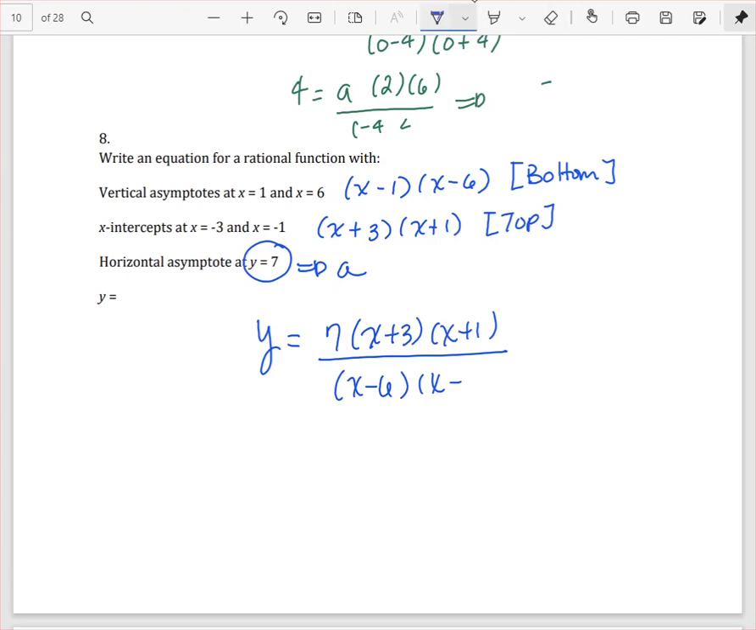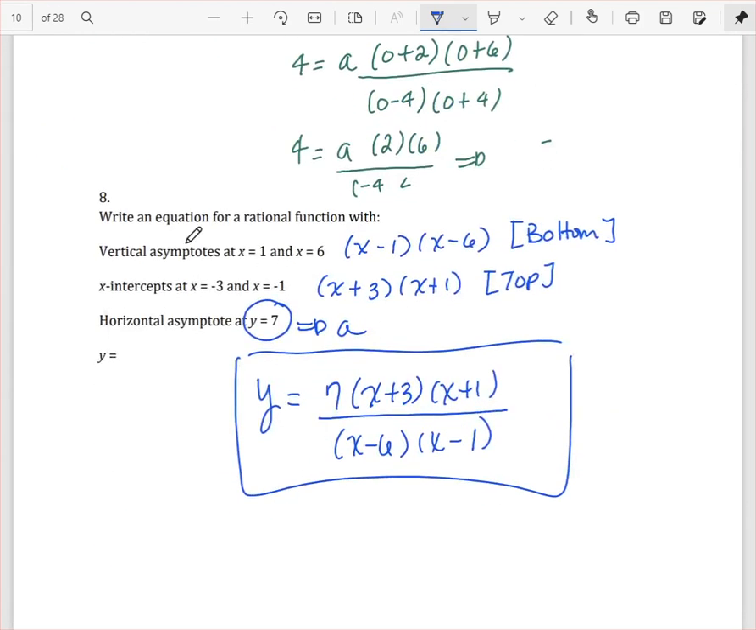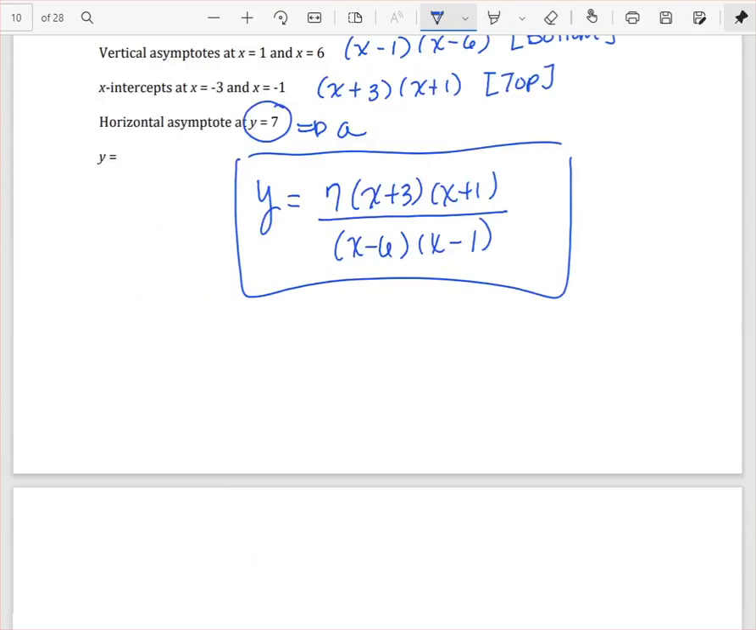Oops, I put 6 instead of 1, so it just doesn't matter the order in which you put them as long as you put both parentheses. So, like that. When they give you the y-intercept is when you have to do the little work. When they give you the horizontal asymptote, you're done. They give it to you right away.